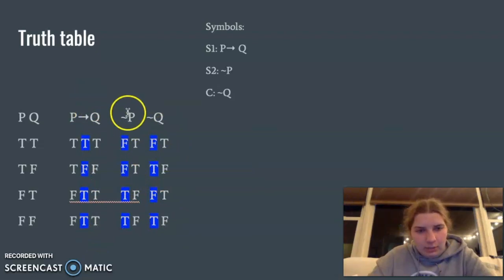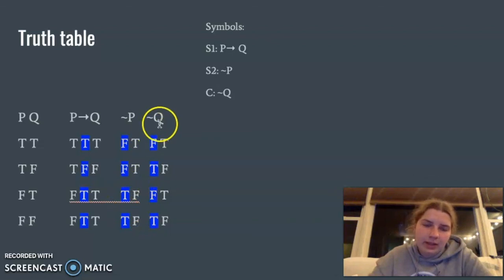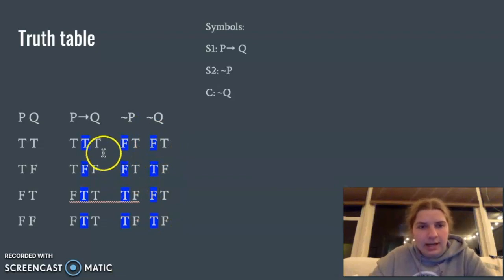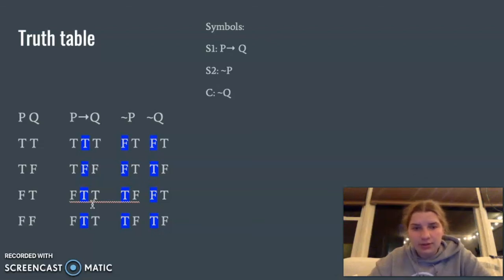Negation P means the opposite of what we have for P. So we have true here, so false; false here, so true; and so on: false, false, true, true. Same with Q: false, true, false, true. I highlighted the important information. Then we do the conditional, which, if you remember, is only false when P is true and Q is false. That we only saw in row 2, so there's a false here.